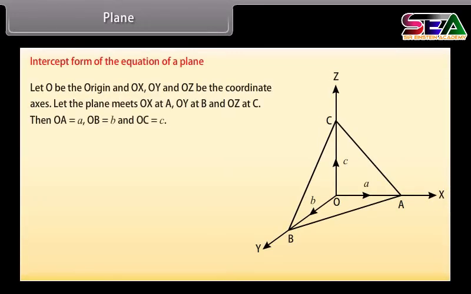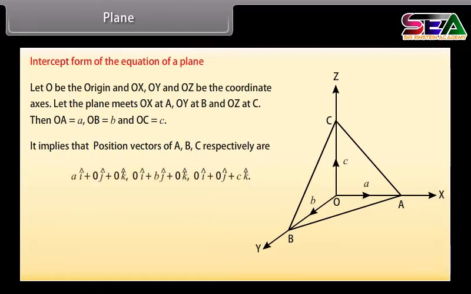Plane. Intercept form of the equation of a plane. Let O be the origin and OX, OY and OZ be the coordinate axes. Let the plane meet OX at A, OY at B and OZ at C. Then OA is equal to a, OB is equal to b and OC is equal to c. It implies that the position vectors of A, B and C respectively are a i cap plus 0 j cap plus 0 k cap, 0 i cap plus b j cap plus 0 k cap, and 0 i cap plus 0 j cap plus c k cap. It implies that the equation of the plane is x by a plus y by b plus z by c equals 1.